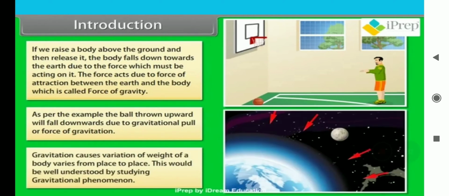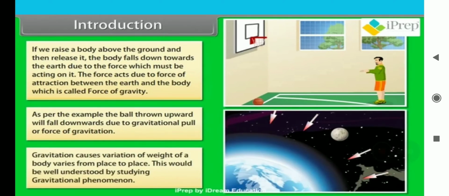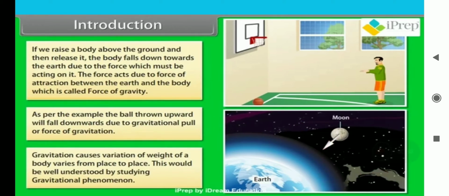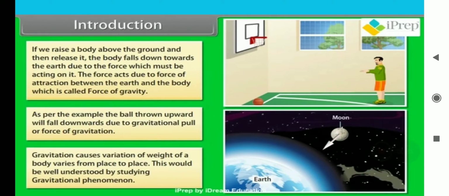Gravitation causes variation of weight of a body, which varies from place to place. This would be well understood by studying gravitational phenomenon.